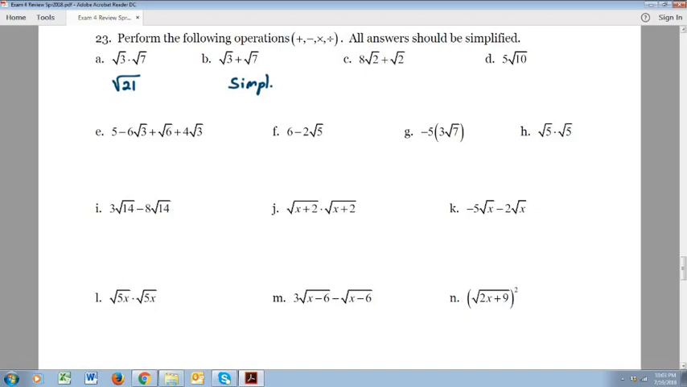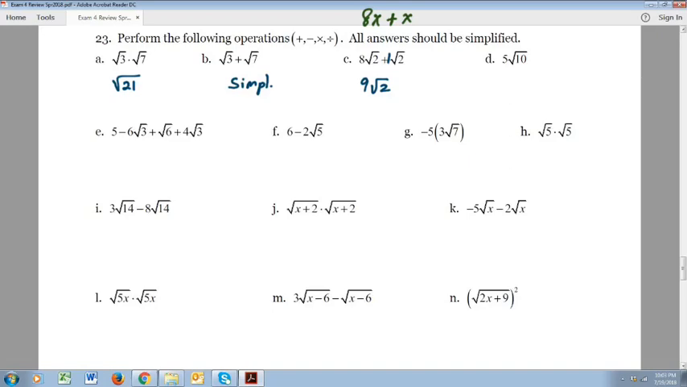Notice on C, we have 8 square roots of 2 plus the square root of 2. Now this is understood to be 1 square root of 2. So 8 and 1, we're going to get 9 square roots of 2. So 8 square roots of 2 plus 1 square root of 2 make 9 square roots of 2. Remember what I said in class, it's just like adding 8x plus x, just like adding like terms. Very similar.